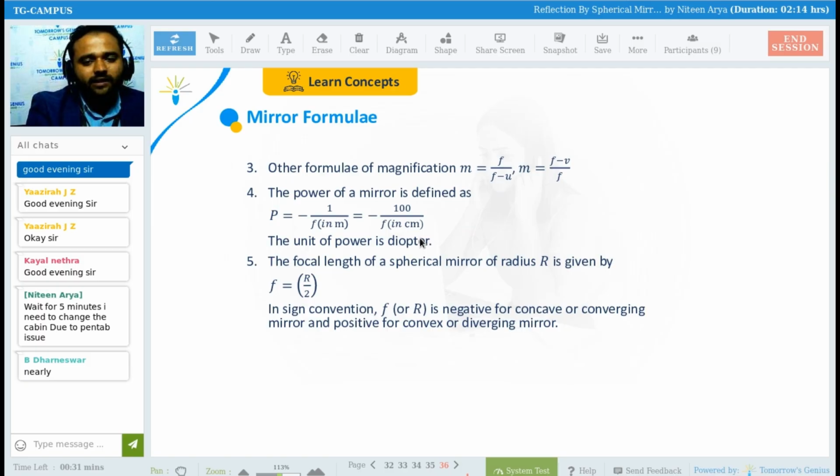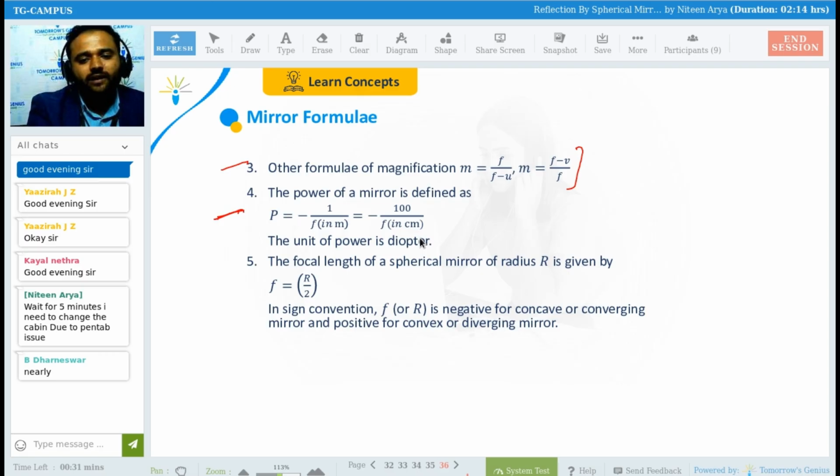Other formula of magnification, again M equals F by F minus U. We already done this thing. Power of a mirror is defined, power of a mirror is also to be done, power of a mirror is going to be asked. You don't have power only and only for lenses. So power equals 1 by F in meters. Negative sign is important there.